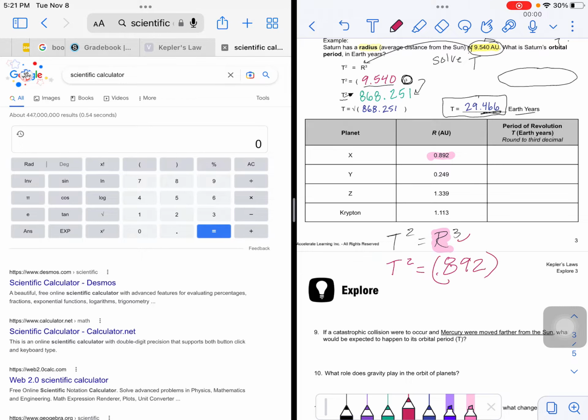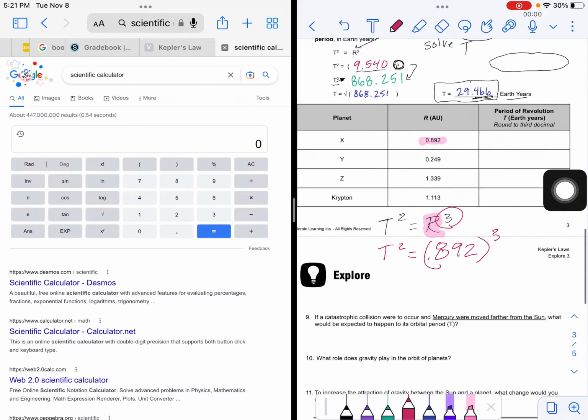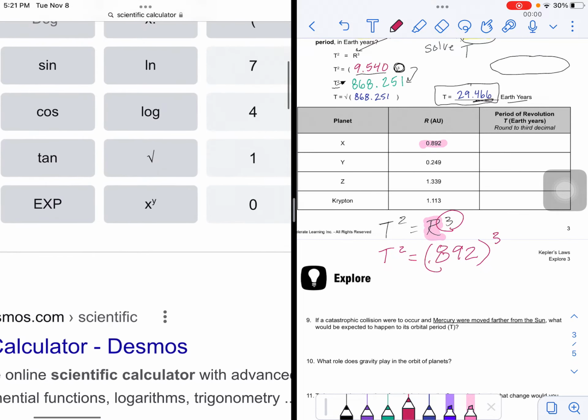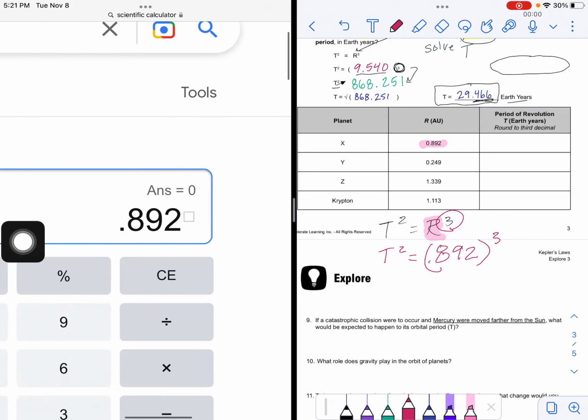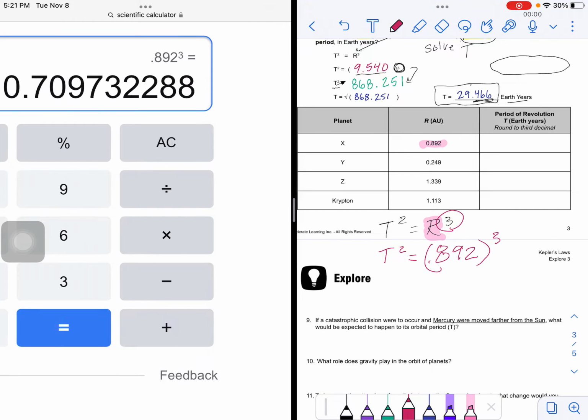0.892, and we have to cube it. So I'm over here on my scientific calculator, which you can grab from the link right here or use your own. I need to do 0.892, and then you should have a button like this one on your calculator that allows you to put in an exponent. So I want to use a 3.